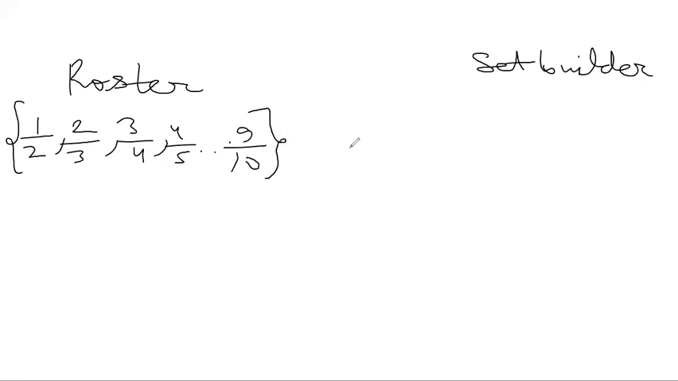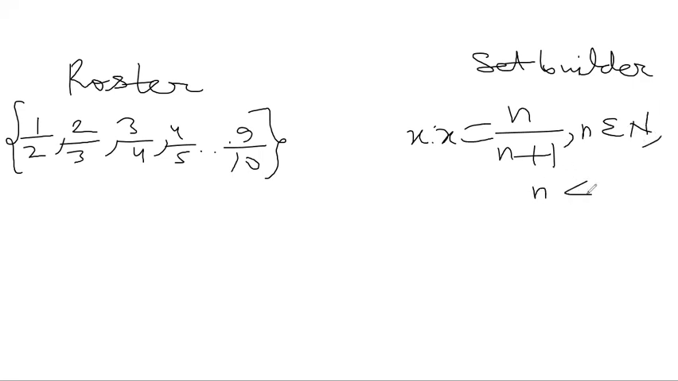So here you have to analyze. If you analyze it nicely, then you will get it as {x such that x = n/(n+1), with n an element of natural numbers and n less than or equal to 9}. These both are the same, only the left side is roster form and the right side is set builder form. Now I will give you some other example also.